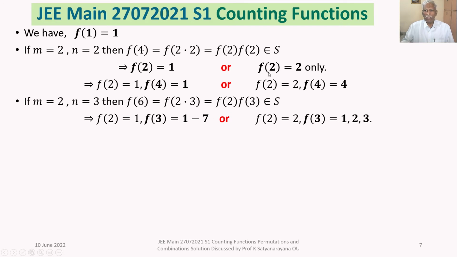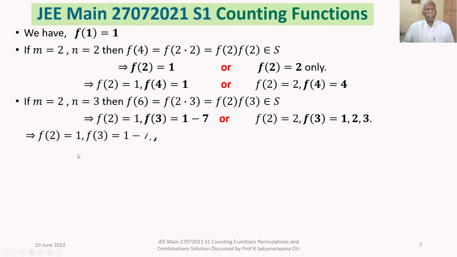So, in the second branch, f of 2 is equal to 2. Then 2 into f of 3 belongs to S. What will be the value of f of 3? 2 into 1 belongs to S. 2 into 2, yes, 4 belongs to S. 2 into 3, 6 belongs to S. 2 into 4 does not belong to S. So, the value for f of 3 can be 1, 2, 3. So, when f of 2 is 1, f of 3 can take any value from 1 to 7. When f of 2 is 2 in the second branch, f of 3 can take 1, 2, 3.